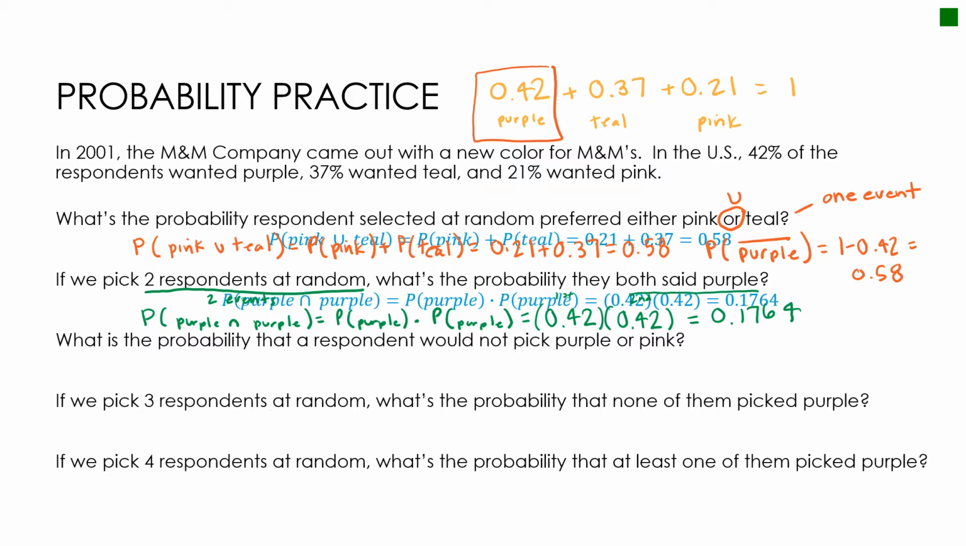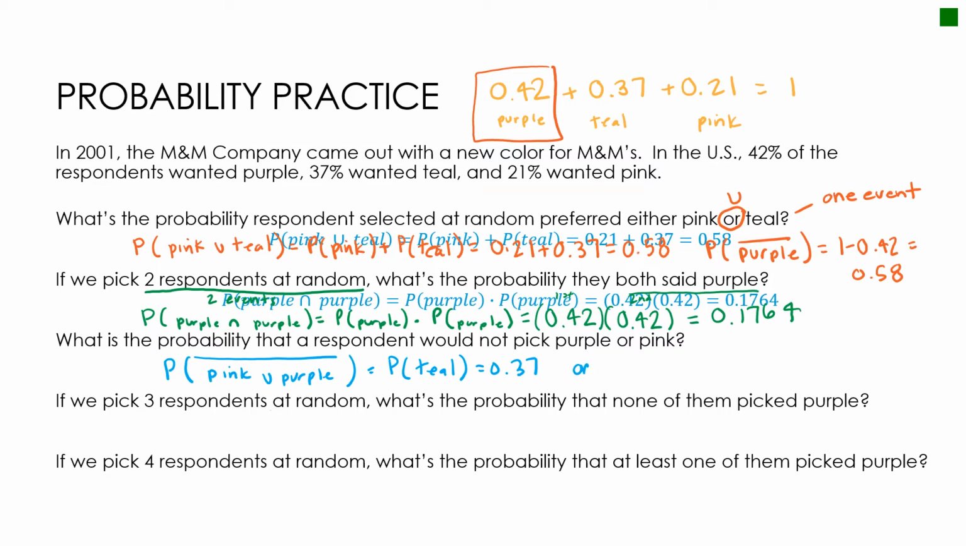Next question, the probability that a respondent would not pick purple or pink. So again, I could do this one of 2 different ways. What I'm looking for is the probability of not pink or purple. In this case, we know that's the same as the probability that they did pick teal because that's the only other choice. So that's the easy way to go about it, is to just take the probability of teal.